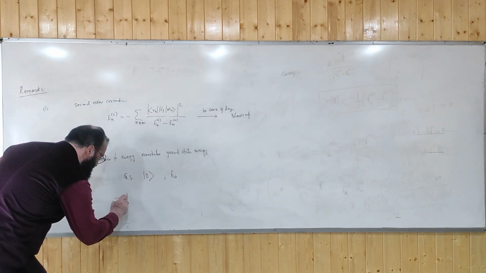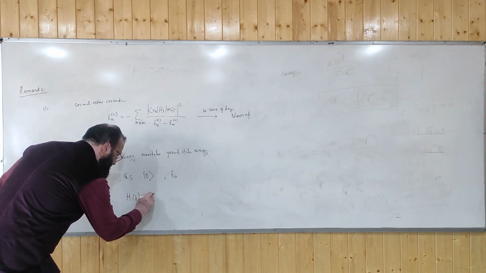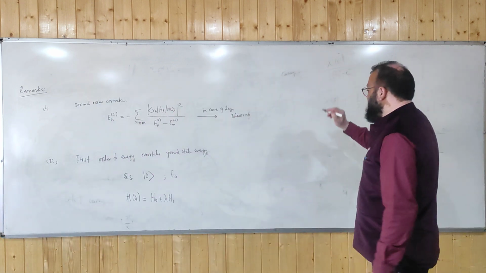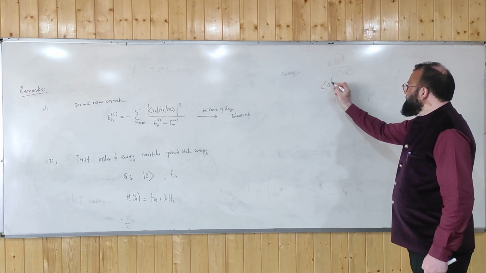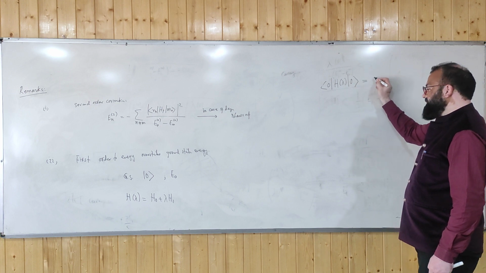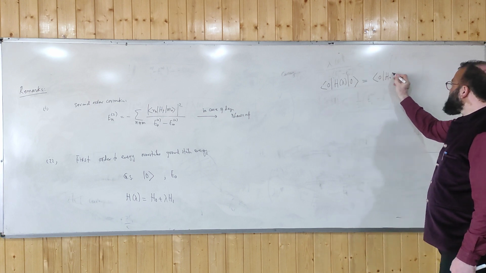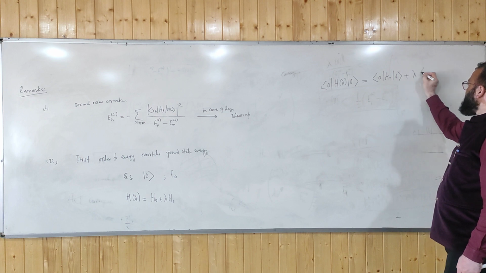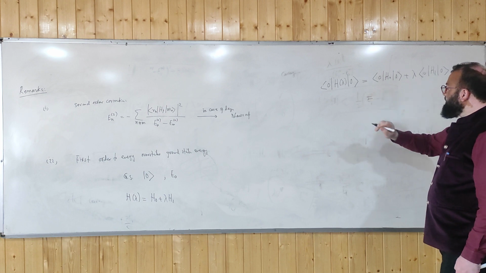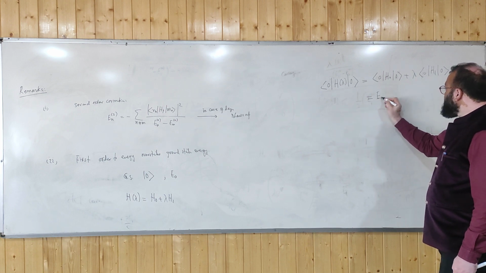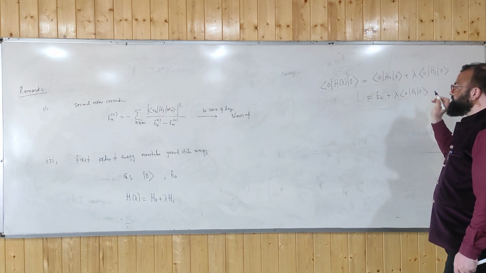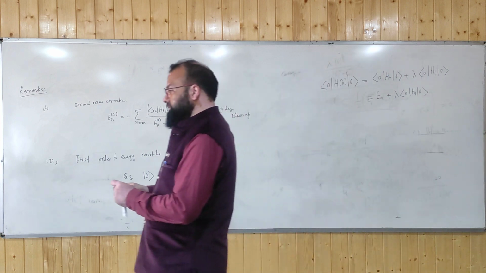Our Hamiltonian with perturbation, H(lambda), is H0 plus lambda H1. Let's calculate this object <0|H(lambda)|0>. That's equal to <0|H0|0> plus lambda <0|H1|0>. So what is this object? This is your E0, clear? Plus lambda <0|H1|0>.